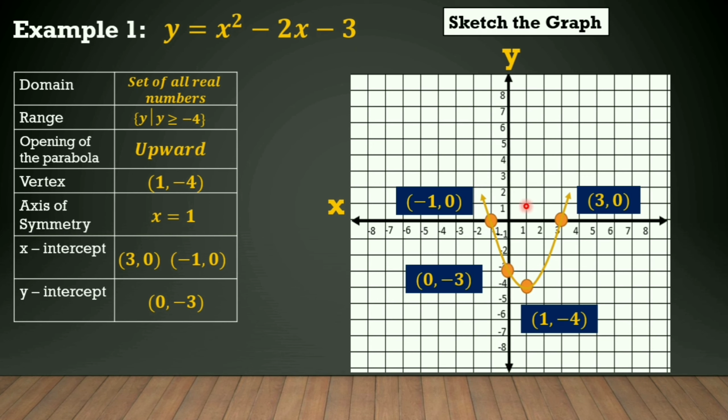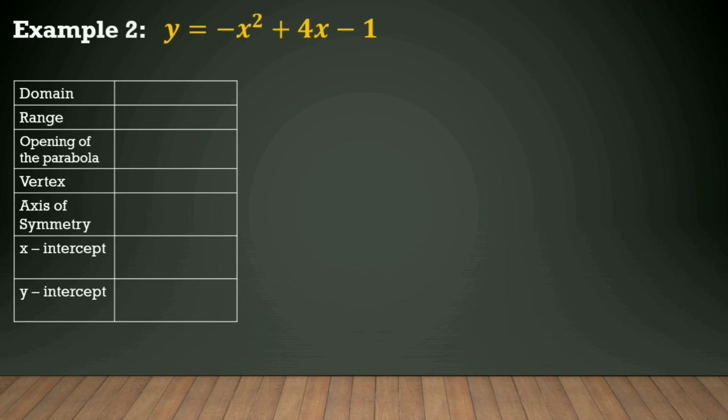And the opening of the graph, as you can see, it opens upward and the vertex is 1 and negative 4, wherein it is the turning point of this parabola and our axis of symmetry, wherein it divides the parabola into two equal parts. So, sa x is equals to 1. And then, yung x-intercept natin, ito yung mga points sa x-axis natin na kung saan ay nadaanan ng parabola natin. And tapos yung y-intercept natin, ito naman yung points bandang y-axis naman natin na nag-pass through yung parabola natin.